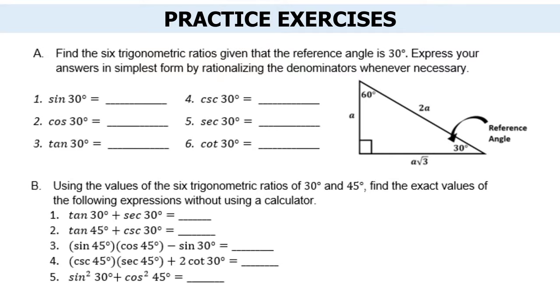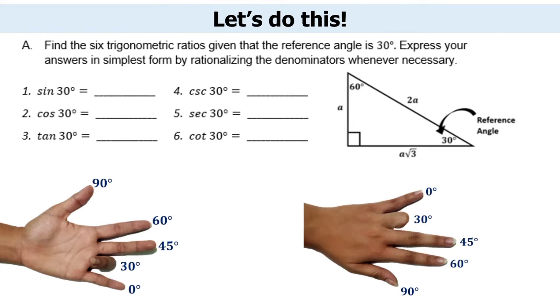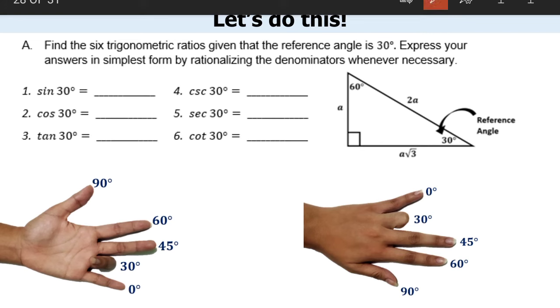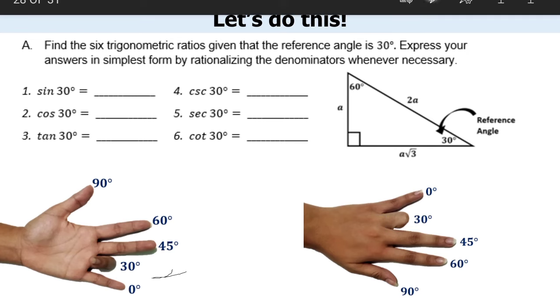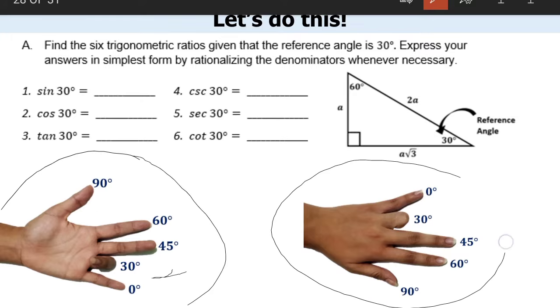So let's answer this. Let's have first the set A. Okay, I know that since you learned how to use your left hand in finding the ratio of these trigonometric functions, you will use your left hand instead of this figure. You will use this hand for the sine and cosine, while you will use this hand for the tangent. And then later on, after we get the value of the sine, cosine, and tangent, you can already get the value of its reciprocals.